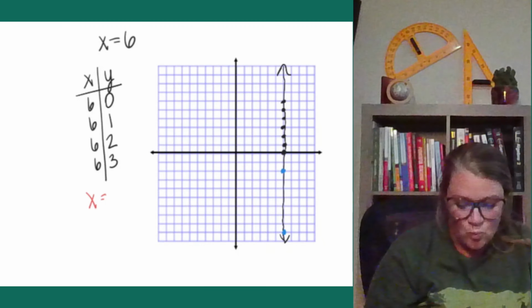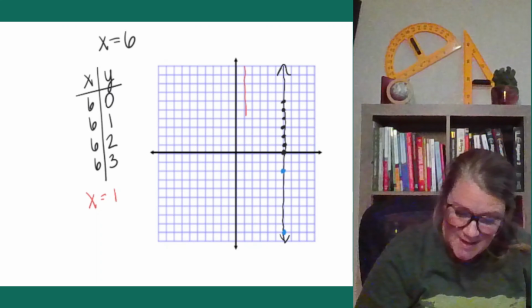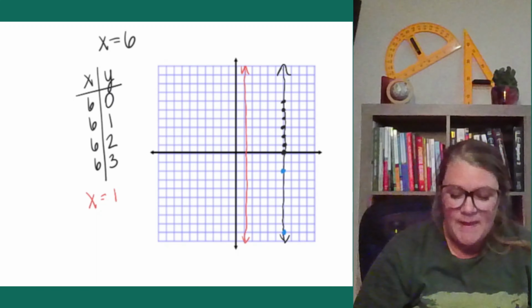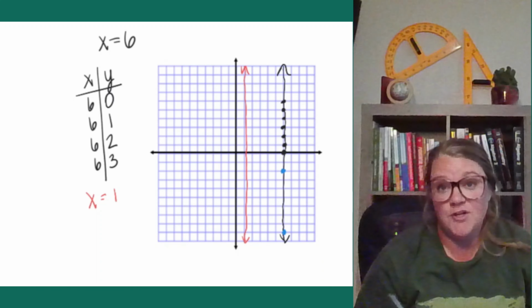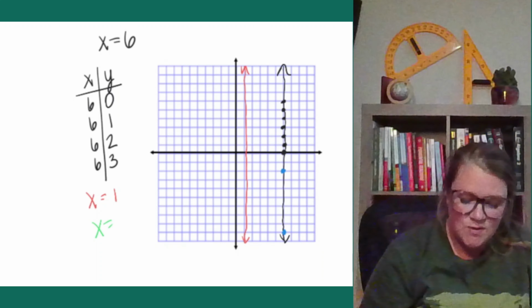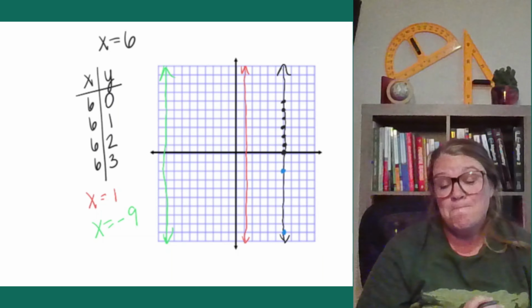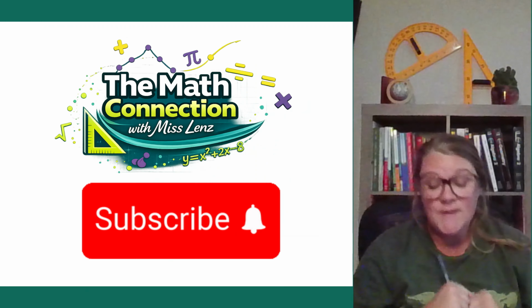X equals 1 is going to be a completely vertical line, and it's going to go through 1 on the x-axis. So it's going to go right there. Any point that I choose on there is going to have an x value of 1. X will always be 1 on any of those points that are on that line. What about x equals -9? X equals -9 is going to go through -9 on the x-axis, and it's going to be a completely vertical line again. So sometimes some special things happen. Sometimes I only have y in my equation, and if that happens, it's going to be a completely horizontal line. Sometimes I'm only going to have x, then it's going to be a completely vertical line.